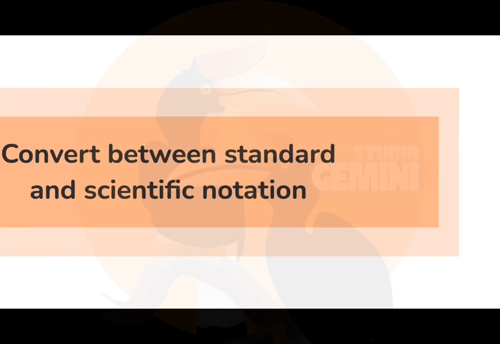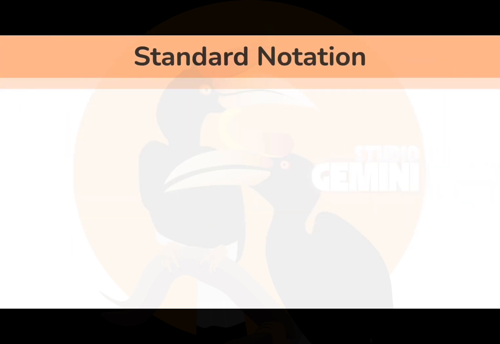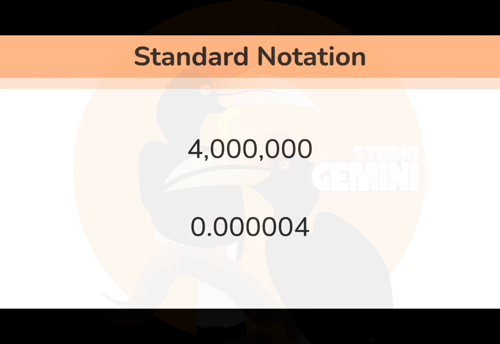Today we will learn how to convert between standard and scientific notation. To start, standard notation is the normal way we write numbers. Sometimes those numbers are really big, like 4 million. And sometimes those numbers are really small, like 4 millionths. In both cases, we have to write many zeros.